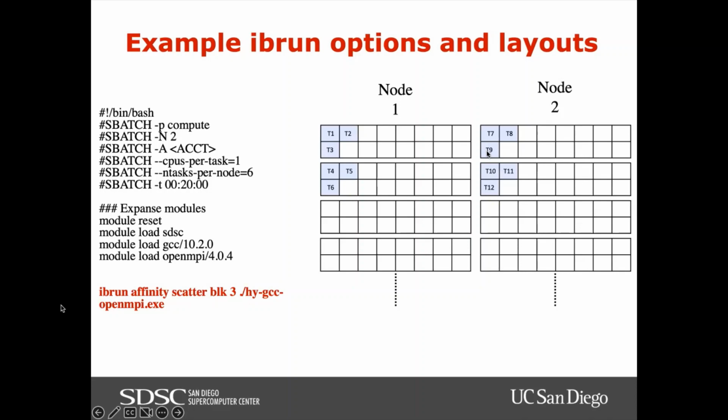And then say you have 6 tasks per node, and you say scatter in block 3. So then it's doing this per NUMA domain, but it's scattering with 3 tasks on each block, right? So then it'll do T1, T2, T3 on the first NUMA domain, T4, T5, T6 in the second, and so on. So then it's laid out that way.